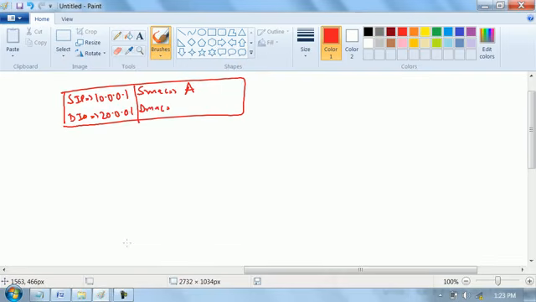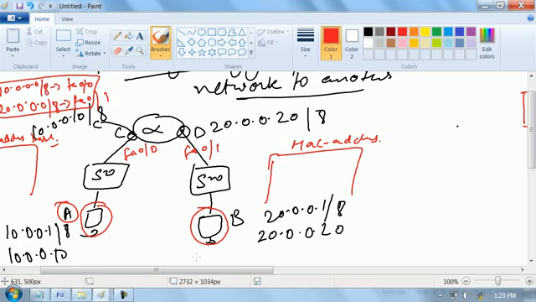It means if you think that I will generate an ARP from 10.0.0.1 to 20.0.0.1, then this is not possible. Why not? Because they are in different networks. See, ARP is a layer 2.5 protocol, or I indirectly say ARP is a layer 2 protocol. ARP cannot travel from one network to another network.